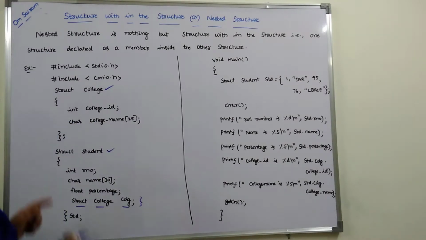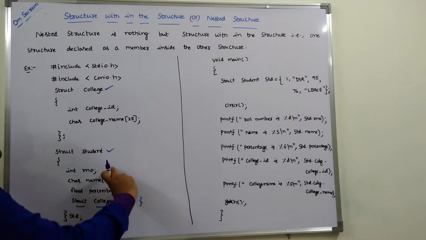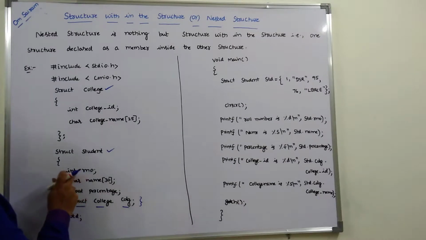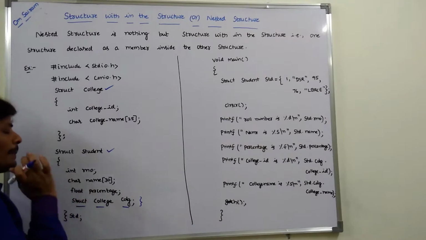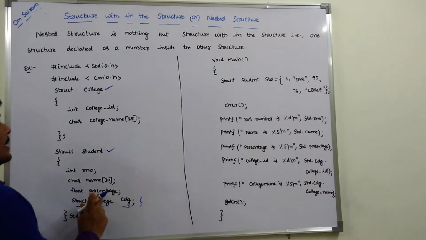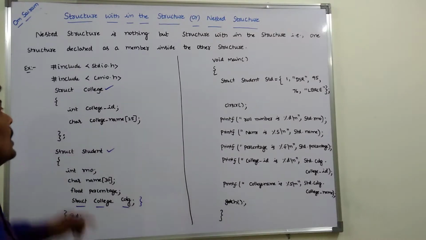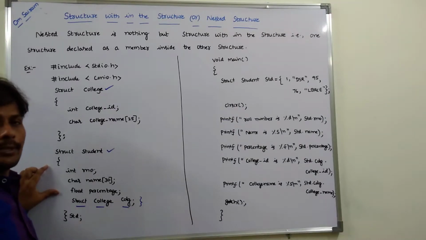Okay, next go to the second structure. Structure name is student. It contains three members. First member is roll number and its data type is integer. Second member is name and its data type is char. Third member is percentage. Its data type is float. Now this entire structure can be declared as a member in the student structure.